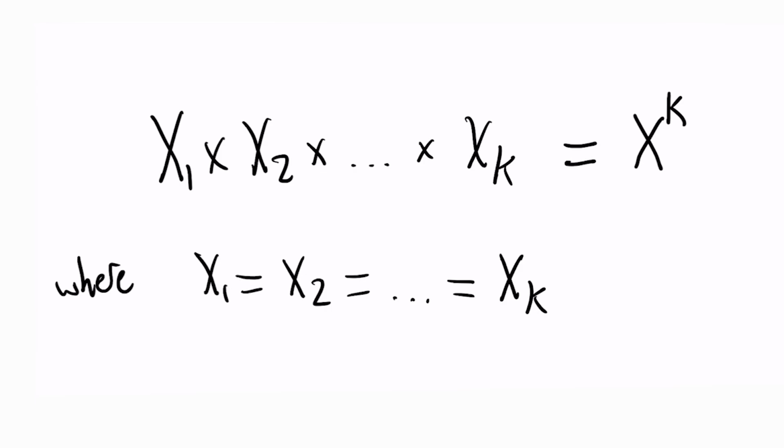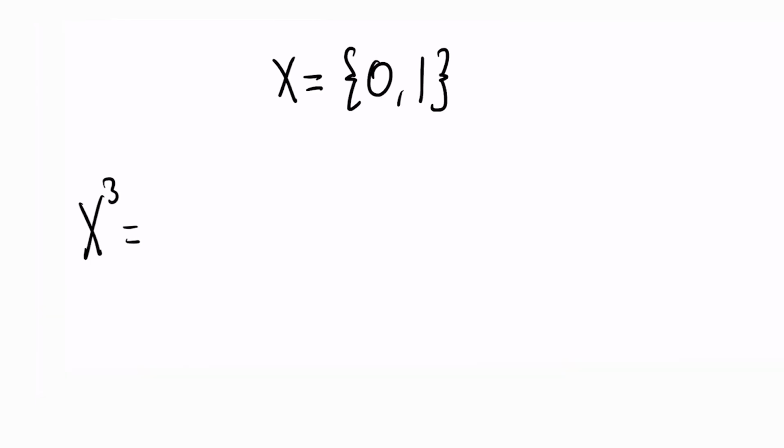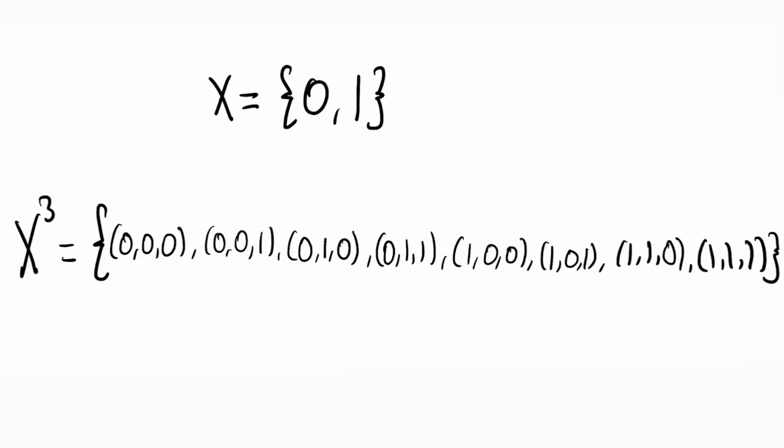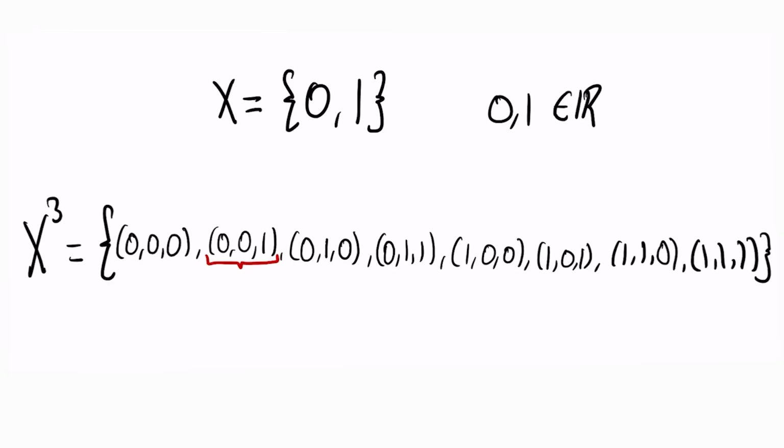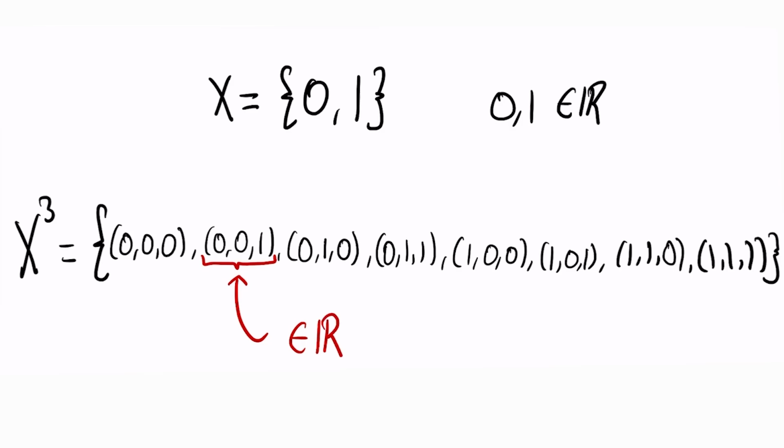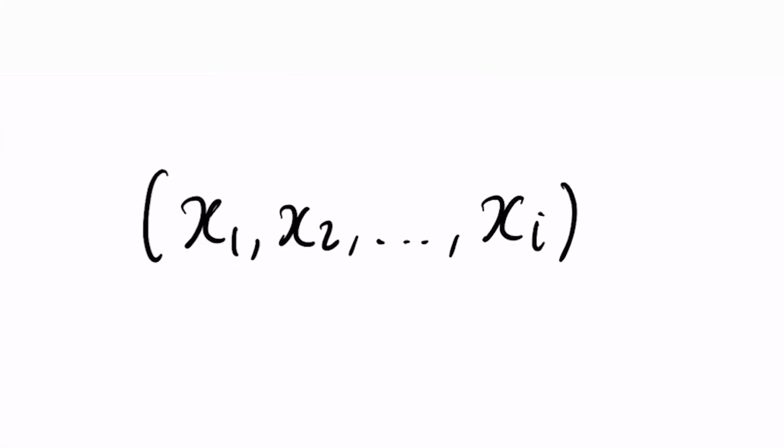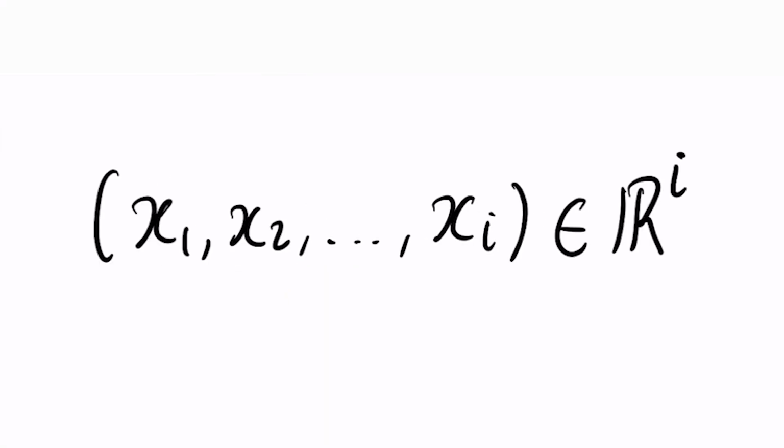Now if you multiply k sets together where they are all the same, you could write it as X to the k. If we had this set, X to the 3 would be all the 3-digit combinations of 0 and 1. Now these are real numbers, so this vector of 3 elements is a member of the reals cubed, so 3D space. So a vector of I real elements is a member of R to the I.